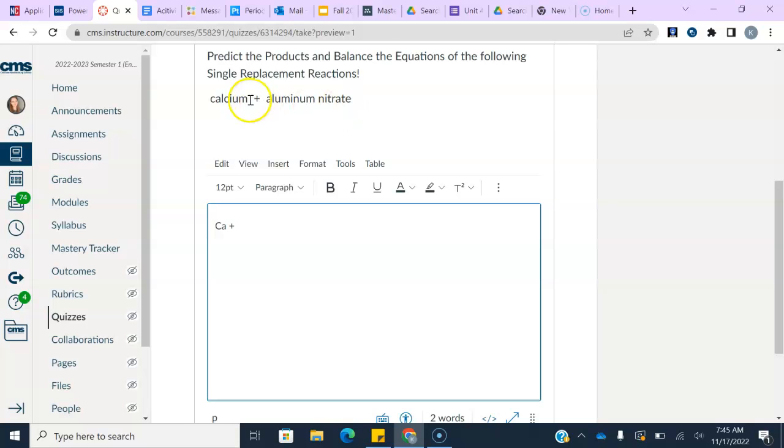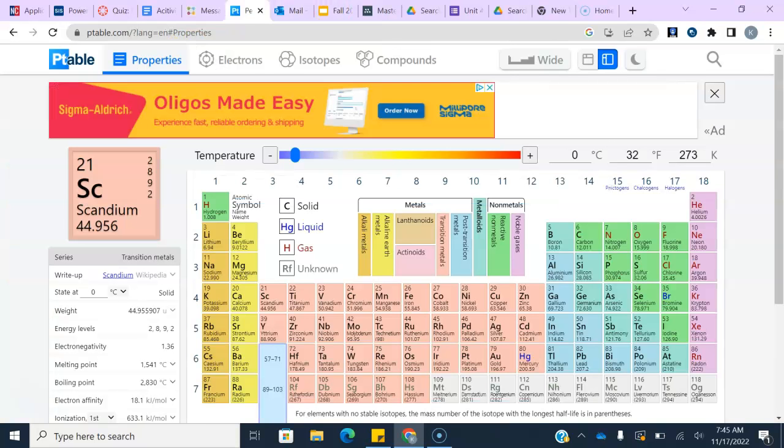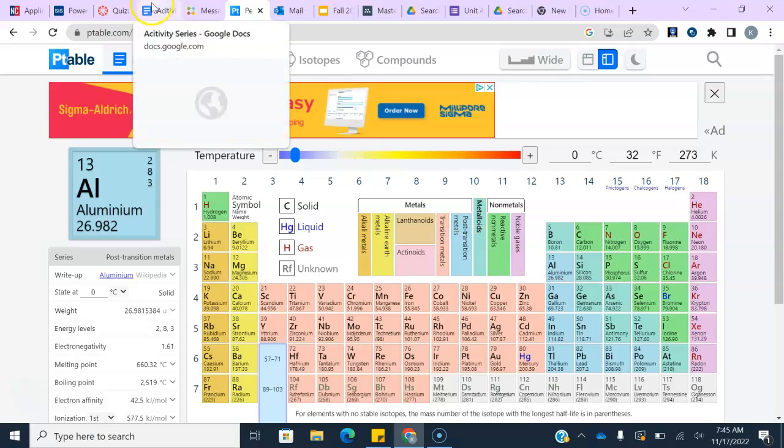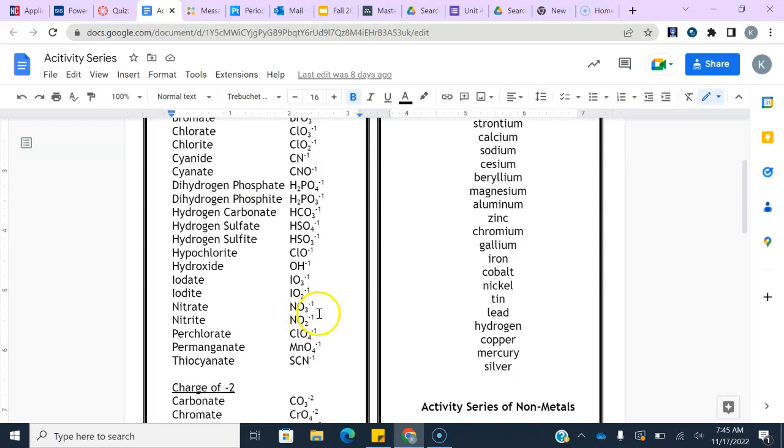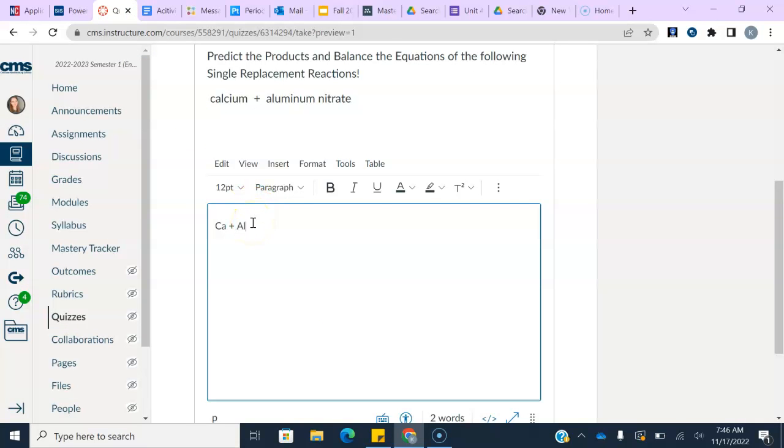So here we have aluminum nitrate. Aluminum, if we go to our periodic table, aluminum is right here. It has a charge of 3 plus, okay? Nitrate, if we go to our polyatomic ions, which is with your activity series as well, nitrate has a charge of negative 1. So if we do our swap, drop, and chop, our formula here should be Al(NO3)3. Okay. And I will make these little so that we are all on the same page. Okay. So that is my first part, so my reactants.